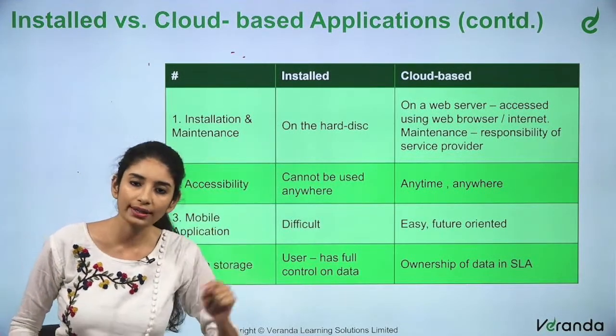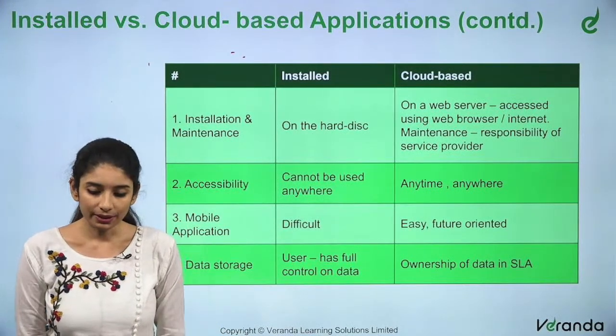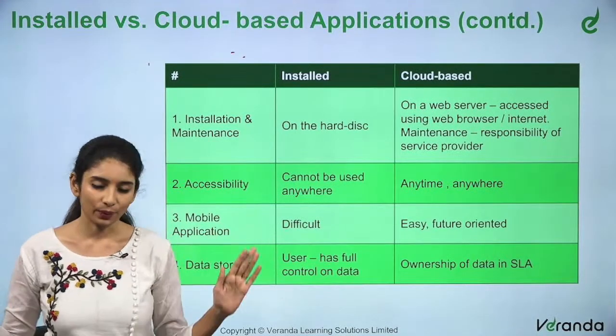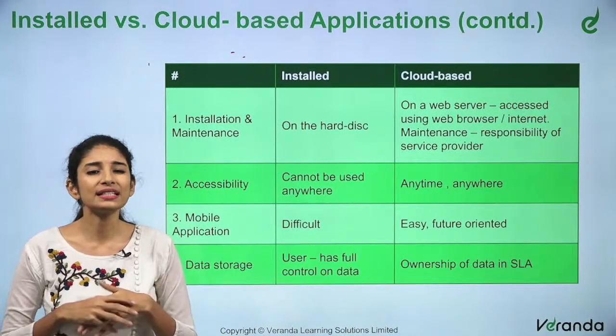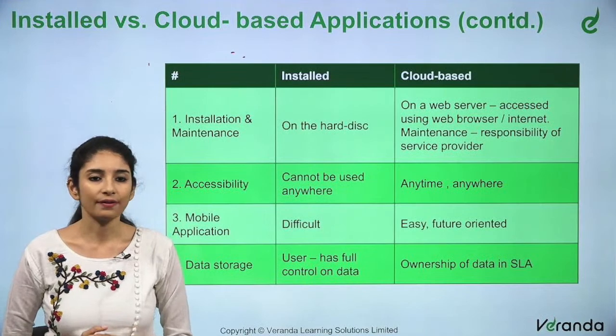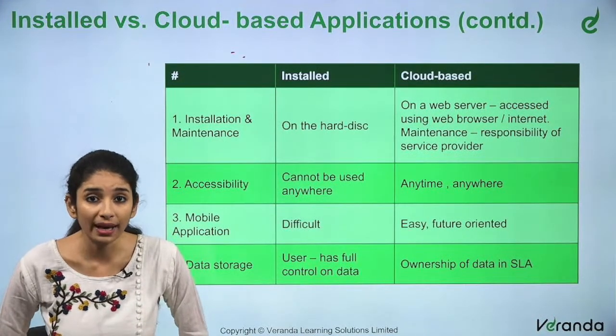Installed is on the hard disk. This one is on the web server. Accessibility: an installed software cannot be used anywhere. Here it can be used anytime and anywhere. Mobile application: for an installed software, it is a little difficult to set up a mobile application, but for cloud-based, it's definitely possible and easy to set up a mobile application.